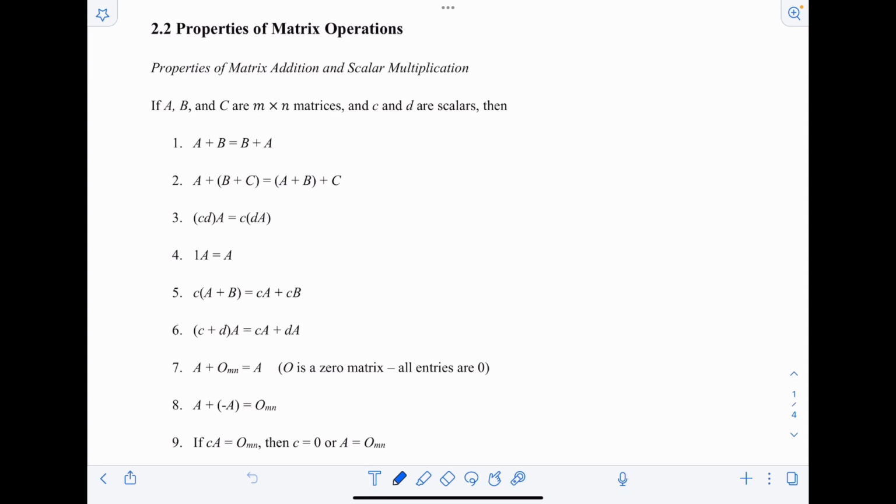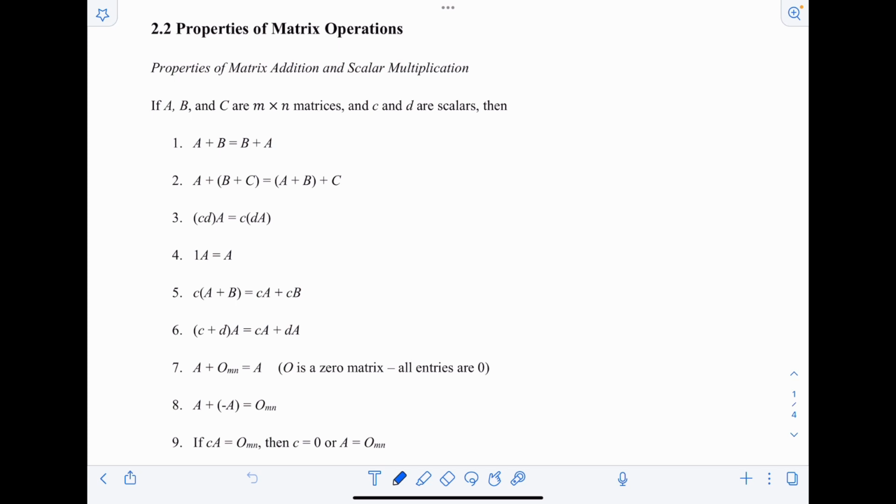This is lesson 2.2, properties of matrix operations. In our last lesson, we looked at how to add matrices, multiply by a scalar, and multiply two matrices together. And in this lesson, we're going to do more of those operations. But we're going to start by just looking at some of the properties that exist related to those operations.